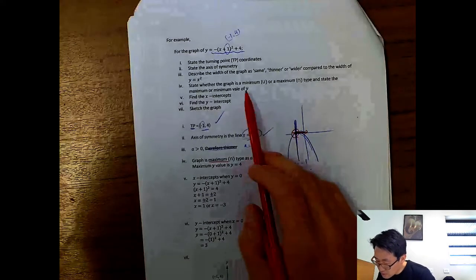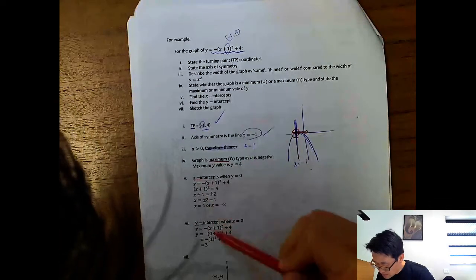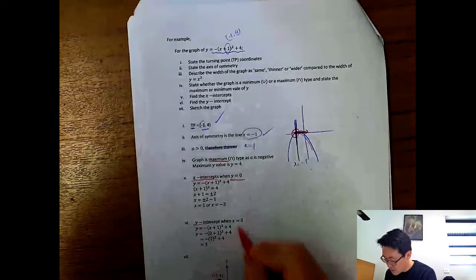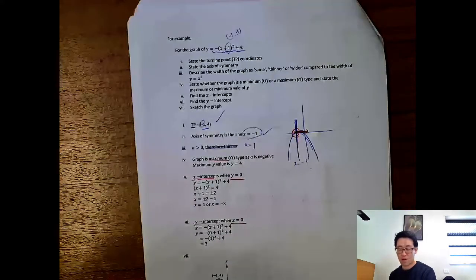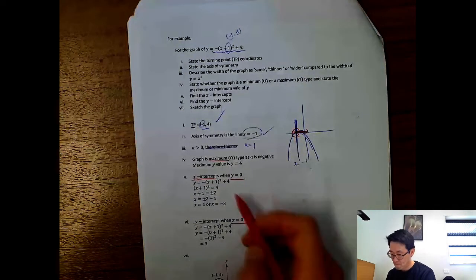And okay, y-intercept and x-intercept. The x-intercept is when y is 0, and the y-intercept is when x is 0. I think you can do that. Yeah, you will get that. I'll actually do it in the question.